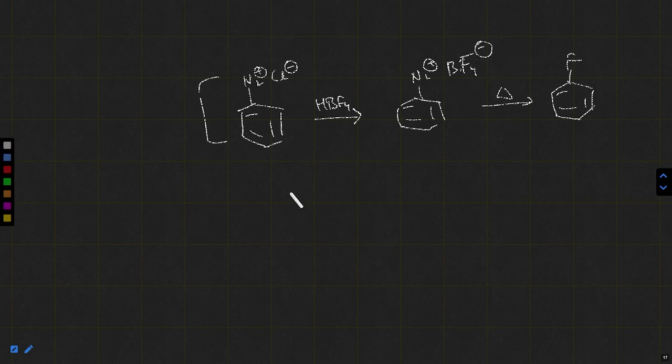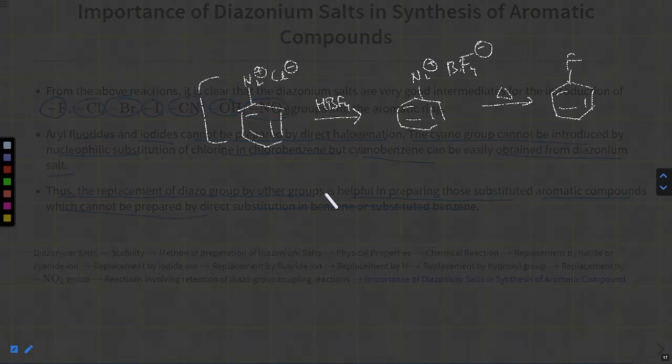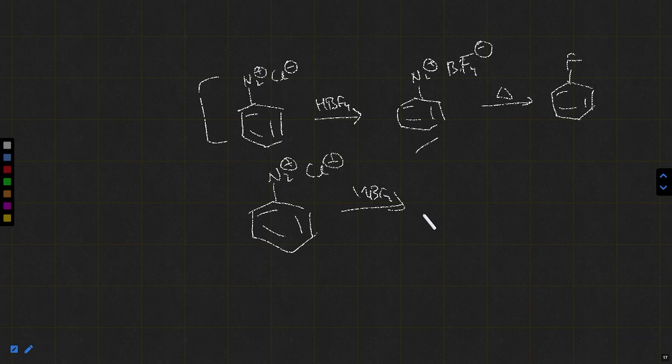For nitro also, the process was not simple. We did something different, not the usual one. So we have N2 plus Cl minus. First we treated with HBF4 to get this, and again with CuNO2 to get NO2 at the N2 plus and Cl minus position.